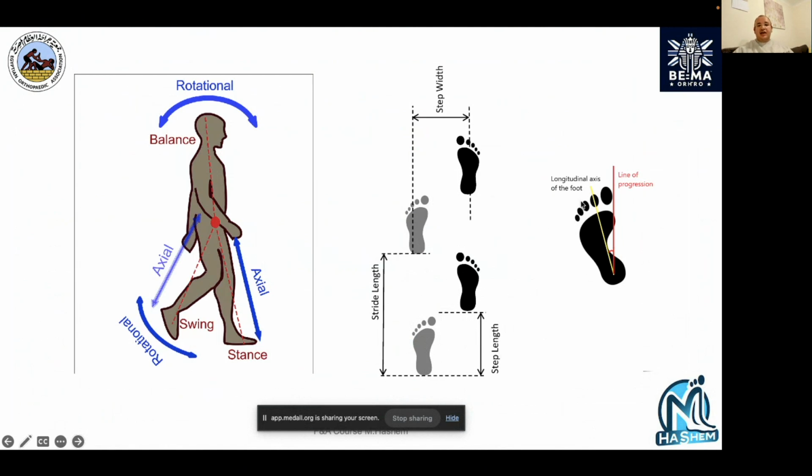Then you have the foot progression angle, which is the angle between the mid-axis of the foot and the line of progression. Then you have two phases of the gait: stance phase, when the foot is flat on or touching the ground, and swing phase, which means the foot is off the ground. Whenever your foot is off the ground, this is the swing phase for this foot, and whenever your foot is touching the ground, this is the stance phase of this foot. Then this movement occurs in three planes: the axial plane, which is the rotational plane, the coronal plane, and the sagittal plane. So rotation sagittally, rotation coronally, and movement in the axial plane.